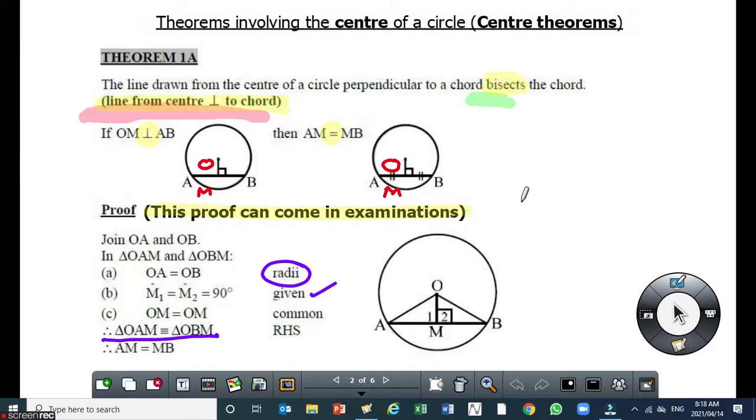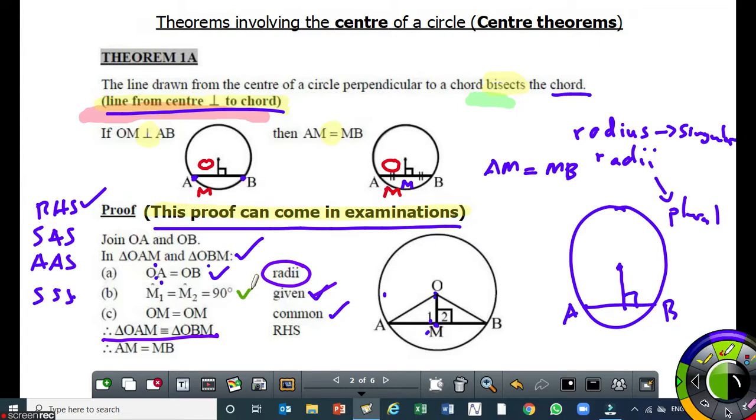Based on what are called examination guidelines from the Department of Basic Education, the shortcut reason for that is the one which is in the brackets: line from center, then use the perpendicular sign to chord. In some cases, some learners might end up writing the word perpendicular in full. It will also be acceptable.